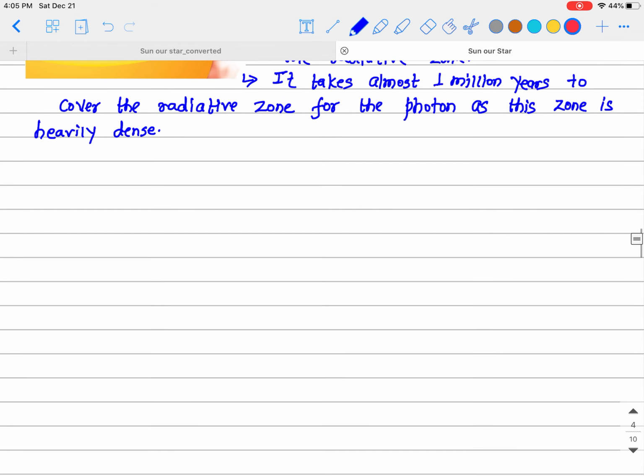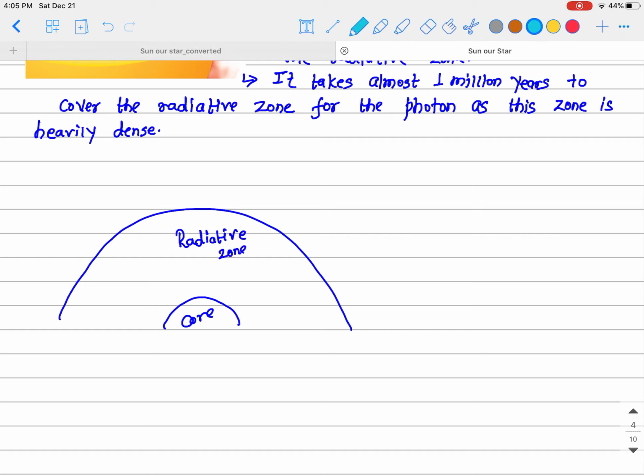So let me draw a picture here to describe it. How does it work? Let's say this is the core, and this is the radiative zone. Now let's say this is the photon. When this photon is released, it travels from the core to the surface.